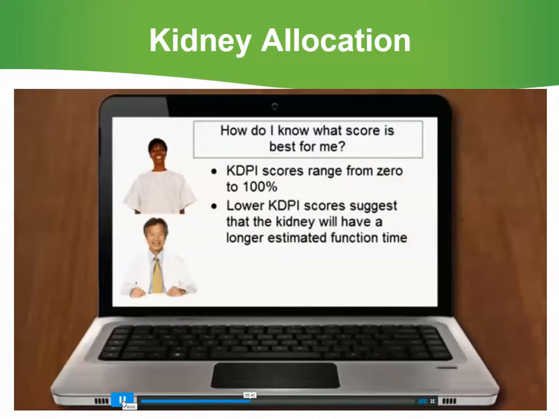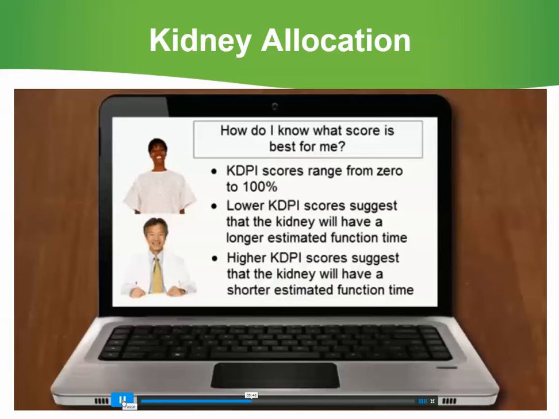Lower scores suggest that the kidney will have a longer estimated function time, but higher scores suggest that the kidney will have a shorter estimated function time. Let me review an example for you. If a deceased donor kidney has a KDPI of 0 to 20%, the kidney is expected to function, on average, nearly 11 and a half years after transplant.